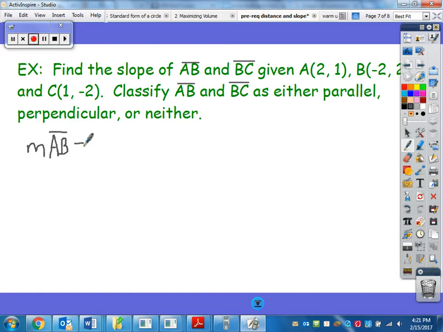just plug it in my rule, so y minus y. So for this one, I'm going to start with point B. So 2 minus the y-coordinate of A, which is 1, over the, and since I used the y-coordinate for point B, I have to use the x-coordinate for point B on the bottom first. Then negative 2 minus 2. Alright, if I punch that in the calculator, or I can just work it out in my head, 2 minus 1 is just 1. And then minus 2 is negative 4. So that gives me a fraction of negative 1/4.